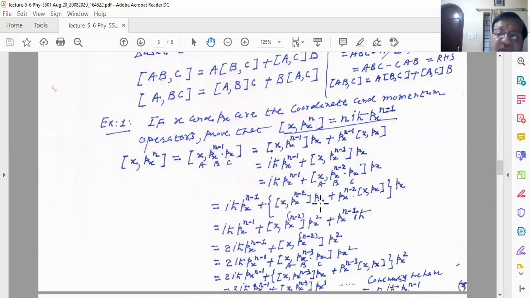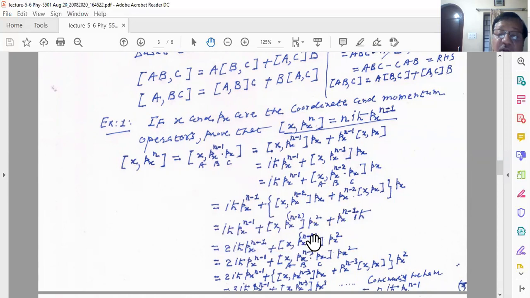And this px multiplying with this px is giving you px square. Why does px square appear? Because this px and this px give you px square. So this term you can write down, and now you see this is px raised to n minus 2, multiplied with px gives you px raised to n minus 1, and this is again a commutator of x, px which does not commute, and that gives you iħ. So you have iħ px raised to n minus 1, and again iħ px raised to n minus 1. So that gives you 1 plus 1, 2. So that is 2 iħ px raised to n minus 1.